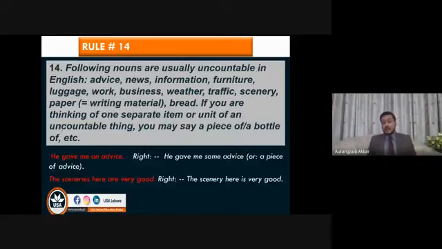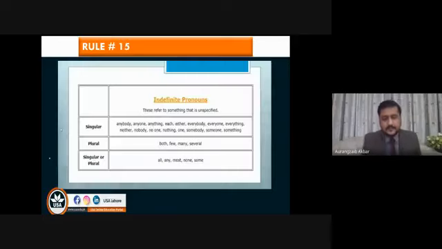There are certain nouns which are uncountable in nature, so we need to make sure that we have used them rightly, that there should not be any plural. Like we have used "an advice". It is uncountable, so it should be "some advice" or "a piece of advice". The same is the case with "sceneries", which is wrong because it is uncountable, so it is "scenery", not "sceneries".